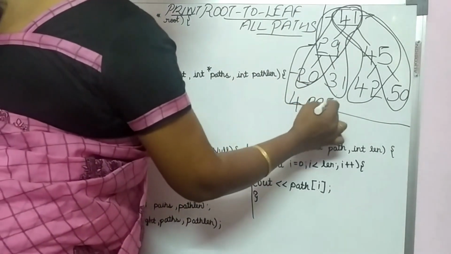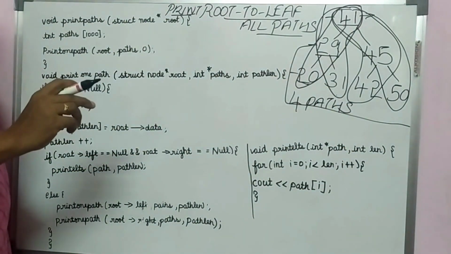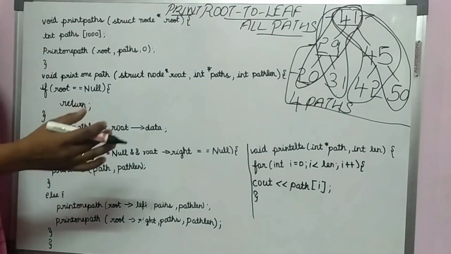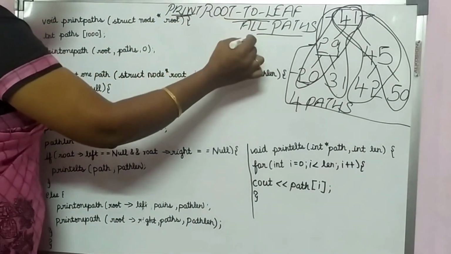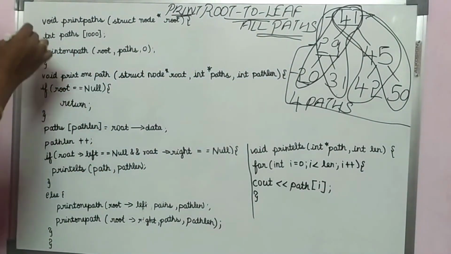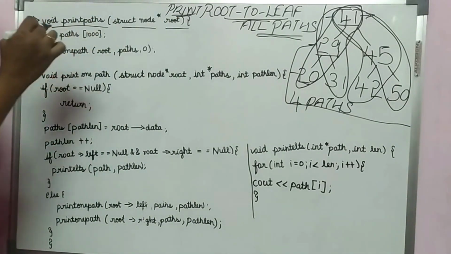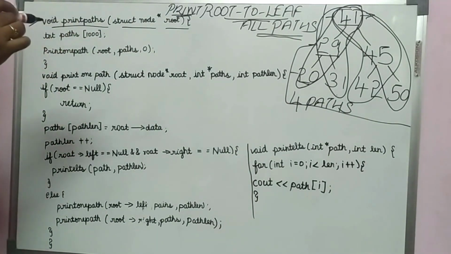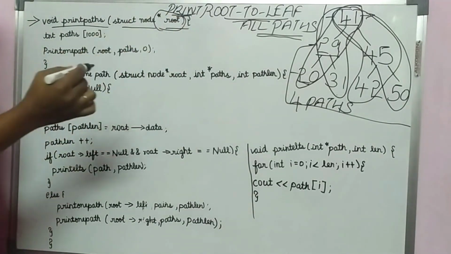Now let me trace the code for this tree. I have taken only one sample test case, but this is a generic code that should work fine for different kinds of trees. I have written the title here: print root to leaf for all paths present in the tree. Let me trace the code. Assume this is the function we have called from the main function, print paths, in the sense I want to print the different paths with the values that exist in the path. Obviously we know that we always have to start from the root node.